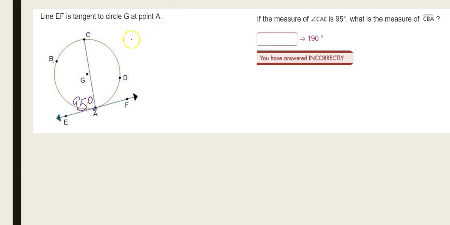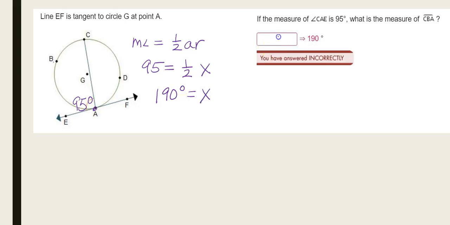And so we have the measure of the angle is equal to half the measure of the arc. So since the angle is 95 degrees, you want to know 95 is half of what arc measurement? If we multiply both sides by 2, we get 190 degrees is equal to the actual measurement of that arc.